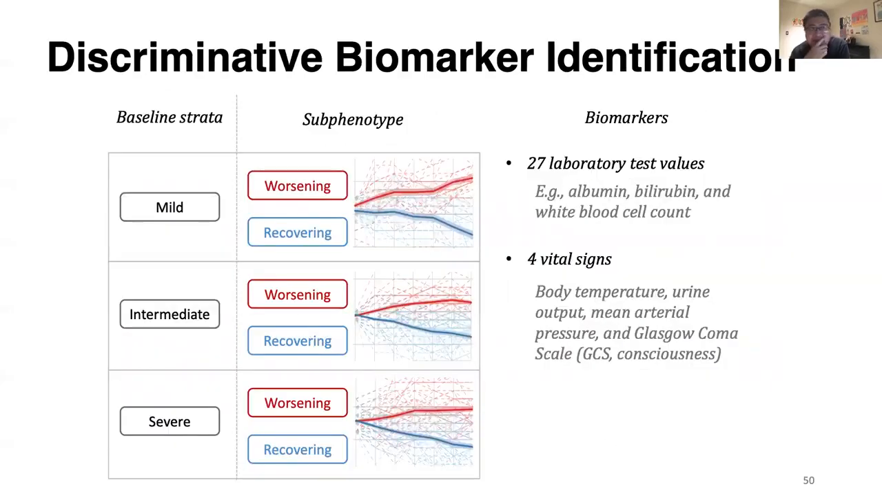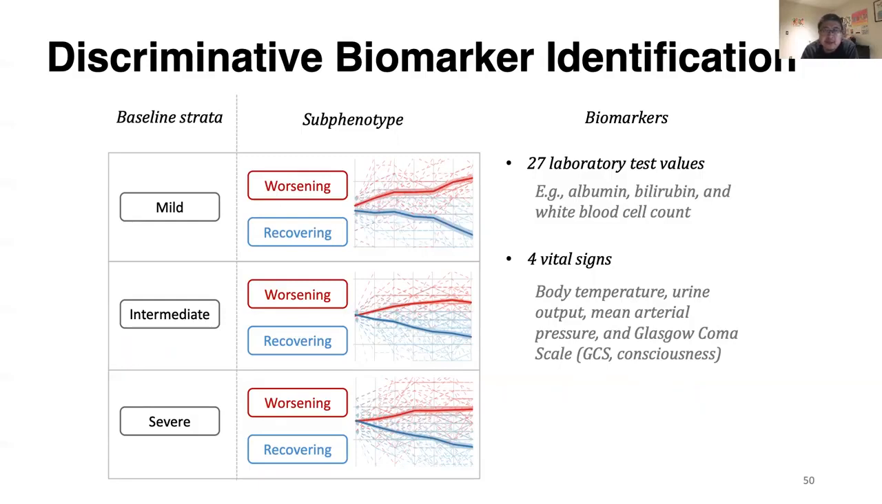We also examined whether we can leverage the characteristics captured early on during intubation to predict the progression subphenotype assignment, because if we can, then it can help us predict these progression patterns at an early stage. So it gives clinicians more time to make appropriate decisions.